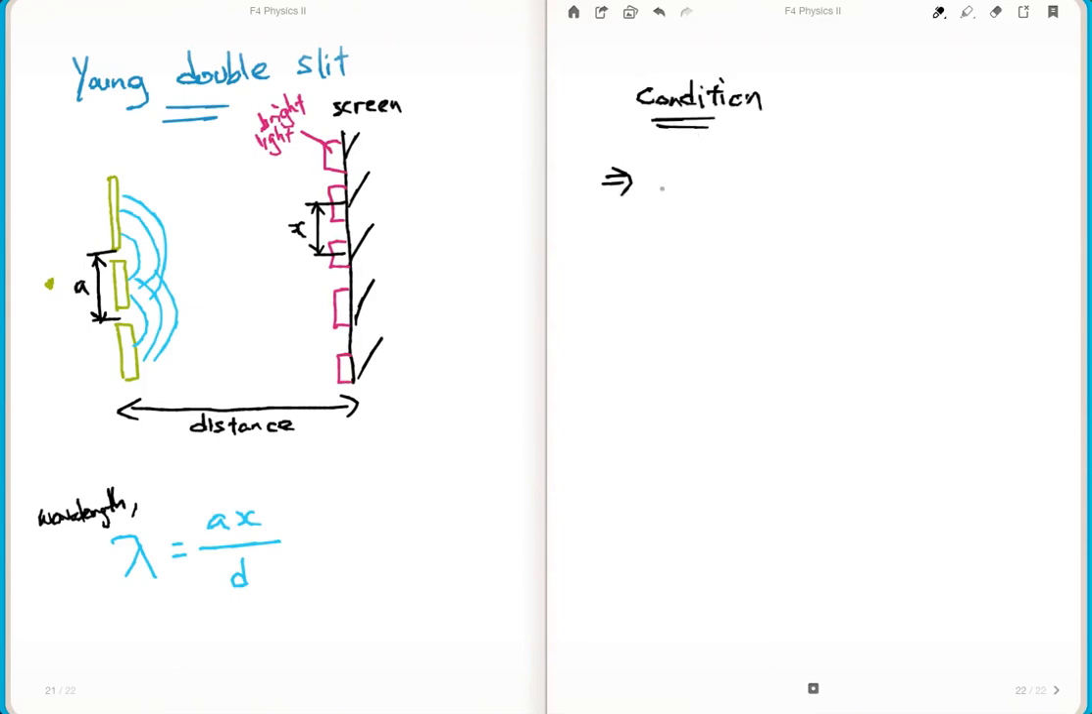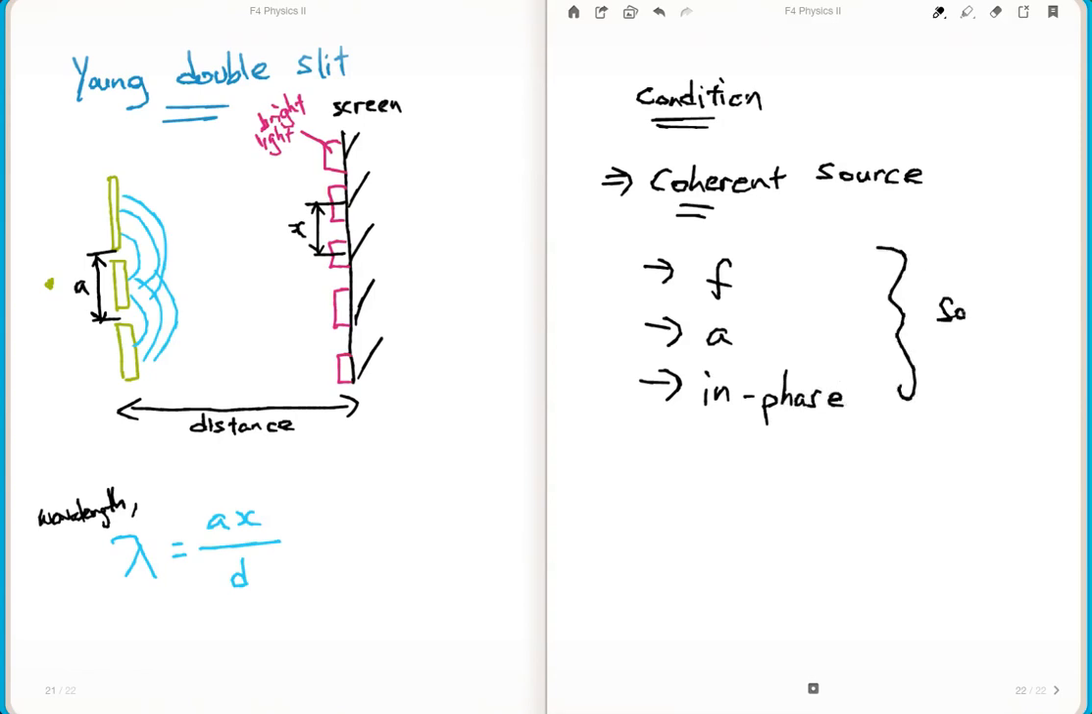Okay, so one last condition for this to occur is that it has to have coherent light, a coherent source. Not necessarily light, because it could be sound. What does it mean? Coherent means you have the same frequency, same amplitude, and in phase. The wavefronts are supposed to be in phase, meaning up to up or down to down. The best way is to use a double slit from a single source, then you get waves in phase. Only then will you have superposition.